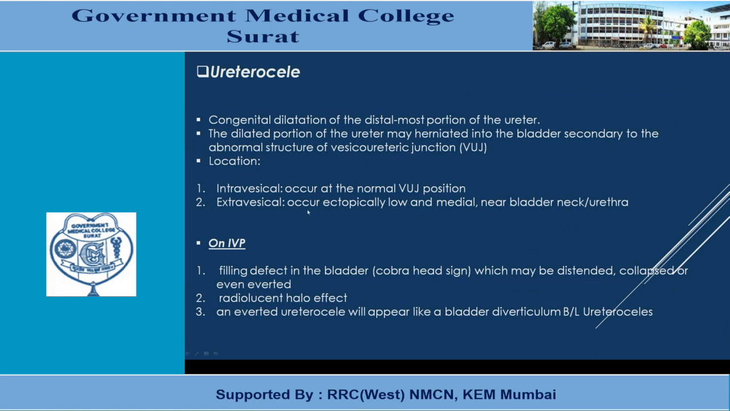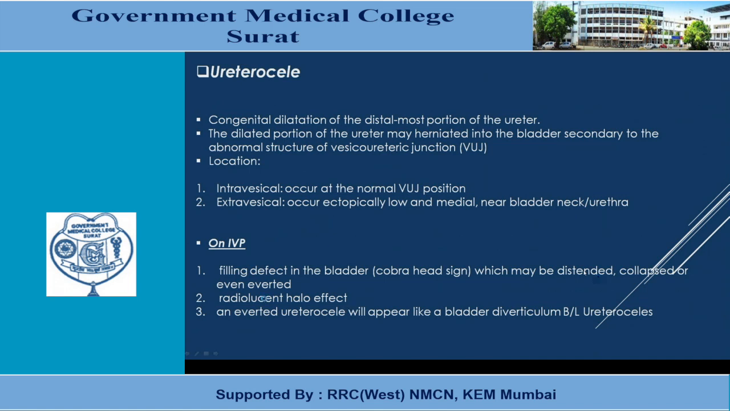Ureterocele has two types, intravesical and extravesical. In intravesical, it occurs at a normal vesico-ureteric junction, and extravesical is just proximal to the vesico-ureteric junction near the bladder neck. In an IVP, there is a filling defect in the urinary bladder, the cobra head sign, which may be distended, collapsed, or even everted. A radiolucent halo effect is noted.